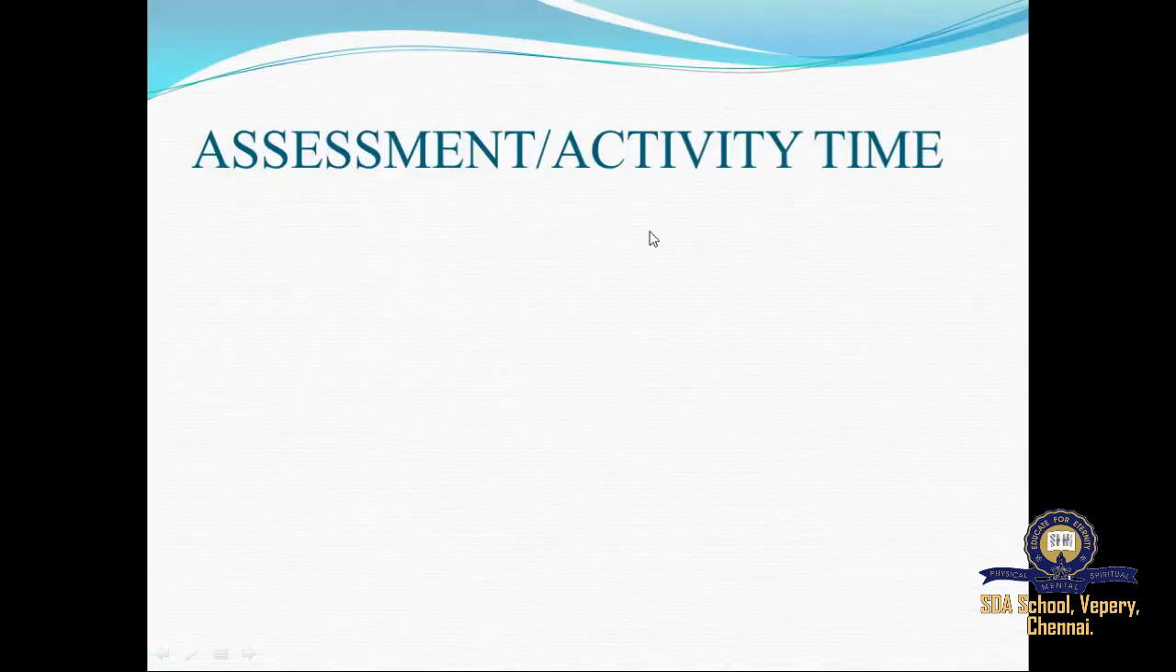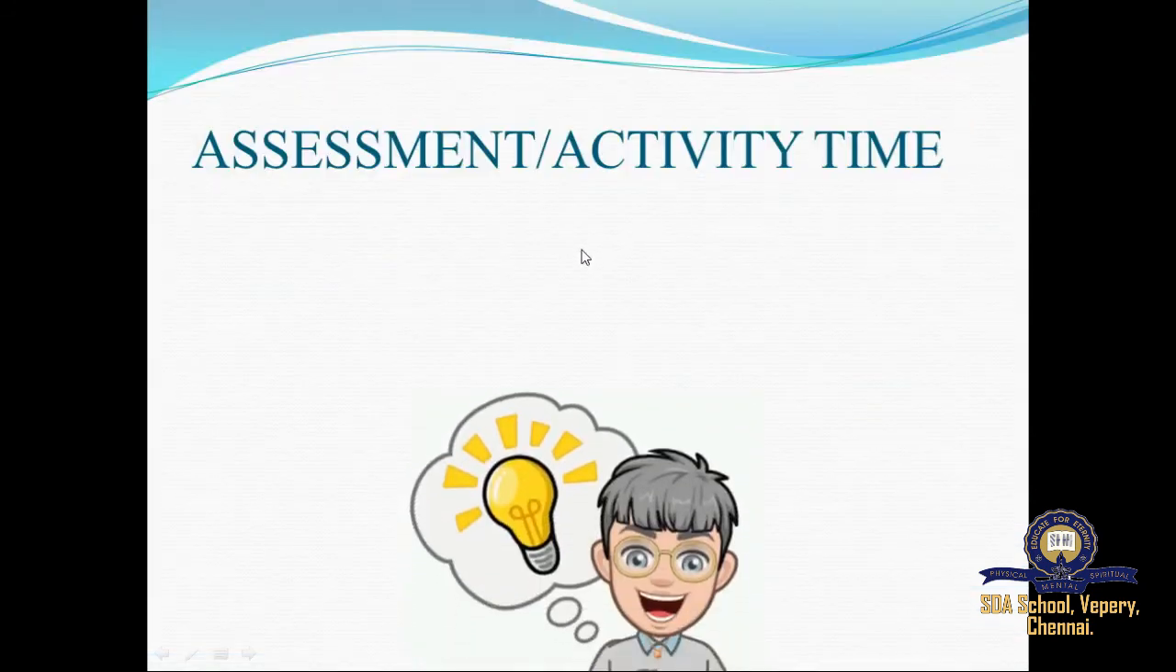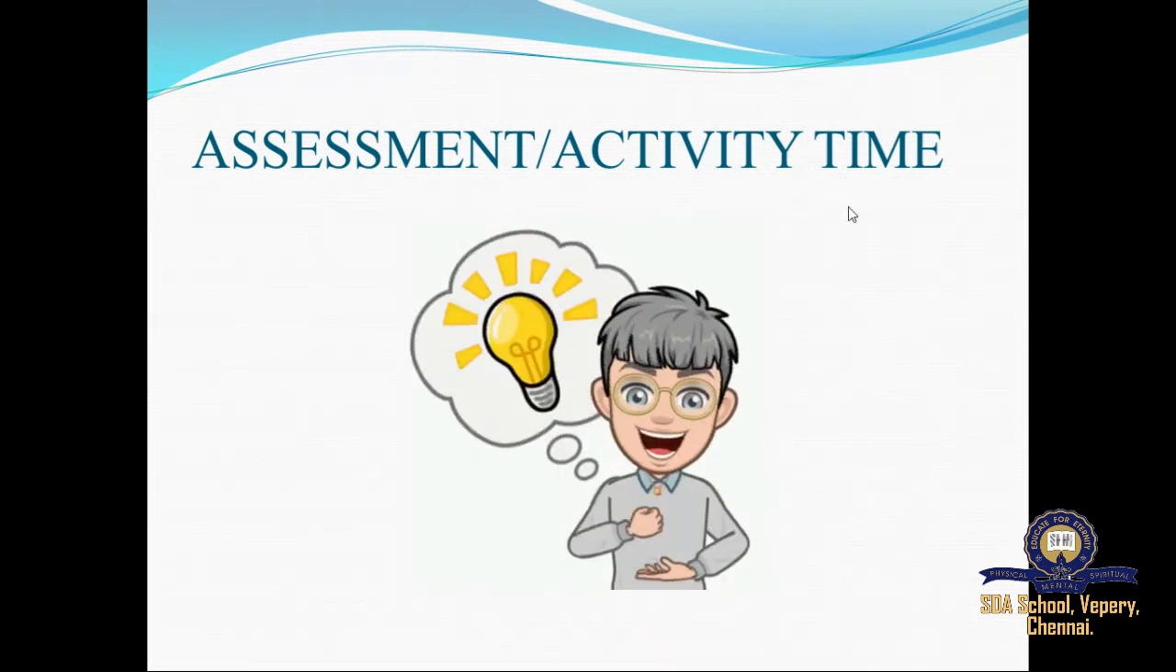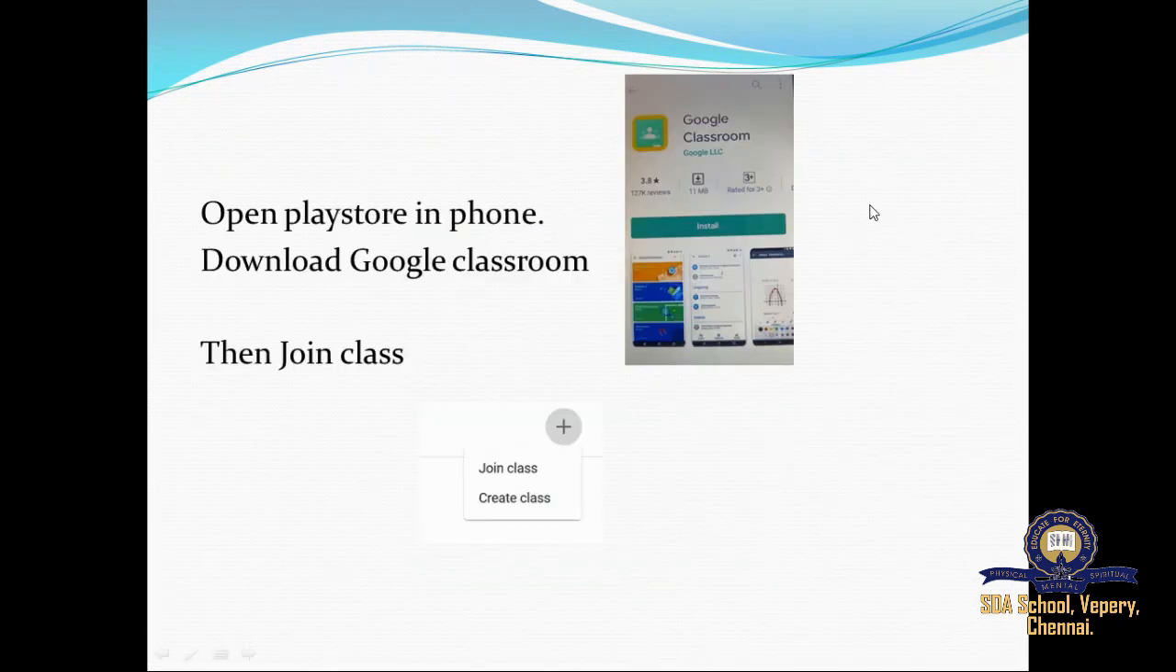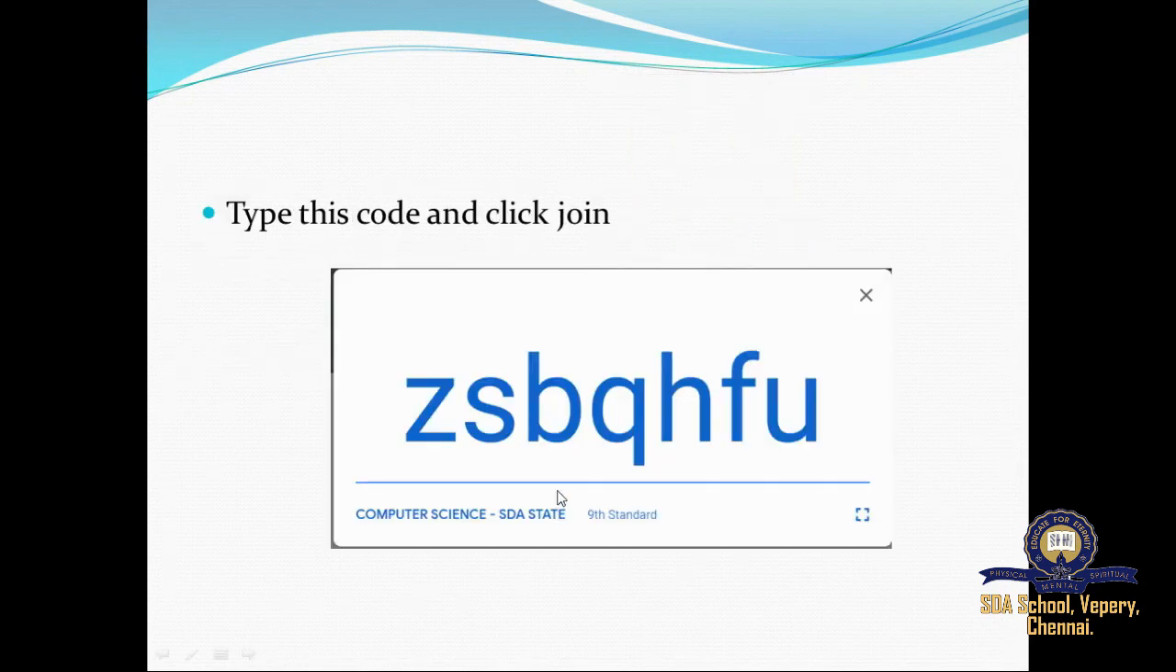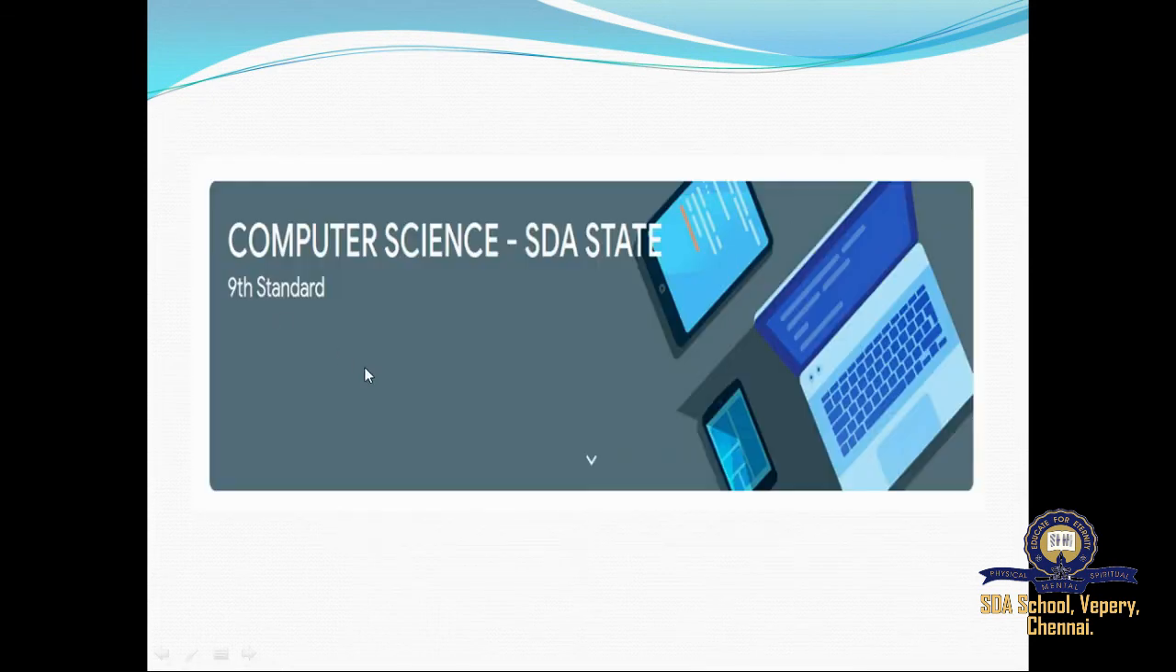Okay. Now it's assessment or activity time. In order to do your assessment and activity, you have to download Google Classroom and then join your class. Good. Almost half of the students have joined the class. Still some more have to join. Kindly join the class. Then only you can get your assessment marks or test marks. You have to submit your individual assignments and also the test. You have to use this code ZSBQ HFU to join your class. This is your class, Computer Science 9th Standard.